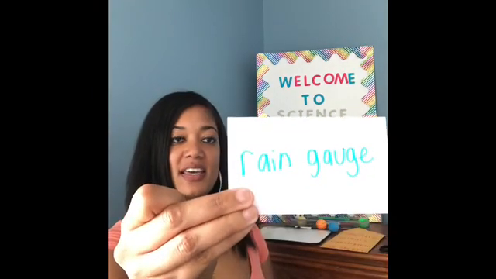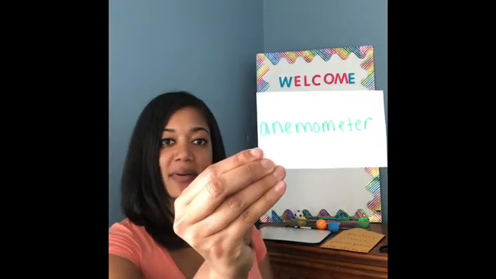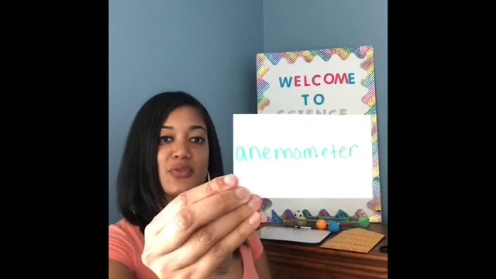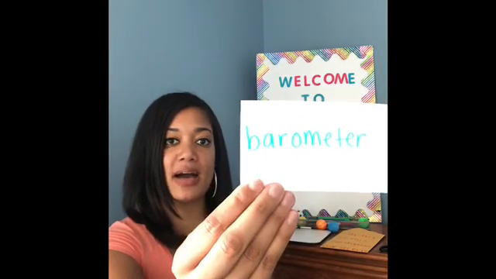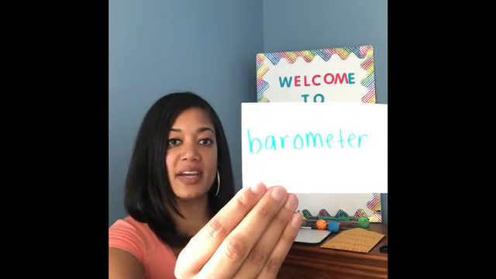Our next word is rain gauge. It measures rainfall. Our next word is anemometer. An anemometer is used to measure wind speed. And our last word is barometer. And barometer is used to measure air pressure.